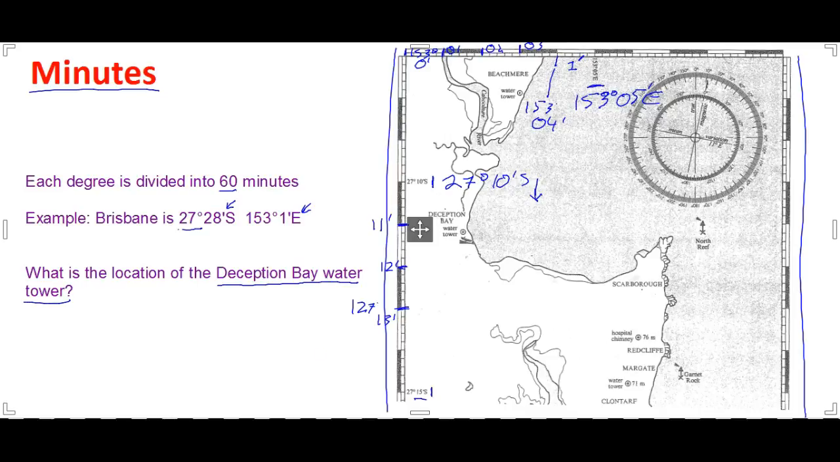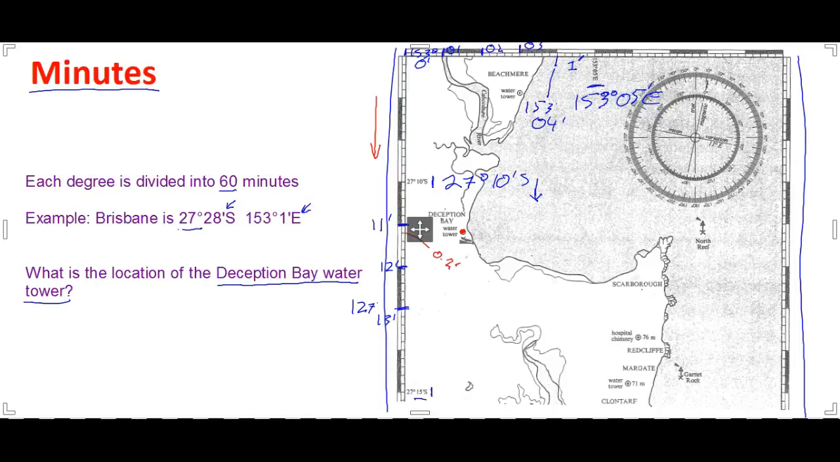Well, let's find where that is. Okay, here it is. At Deception Bay water tower there. Let's find its location. So first off, we need to go north and south. So side measurement first. Okay, we've got 27 degrees 10 minutes south. Okay, here is 27 degrees 11 minutes south. But it's just a little bit further than 11 minutes south. So what are each of the really small amounts? Well, there's 5 of them per minute. So that means each one has to be equal to 0.2 of a minute. Okay, because 5 lots of 0.2 is a whole minute.